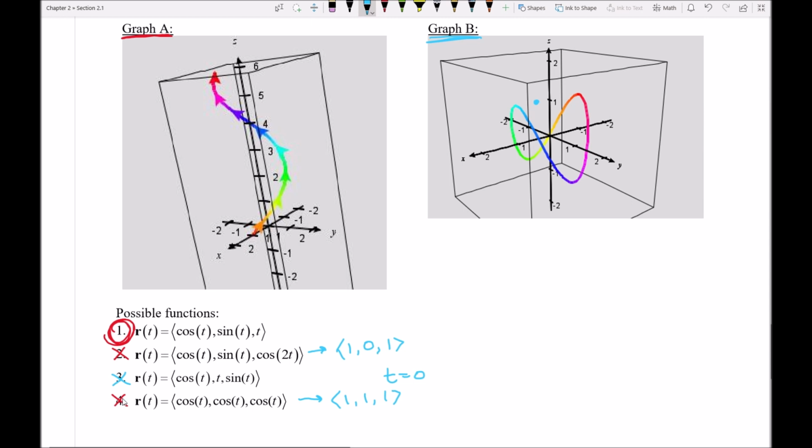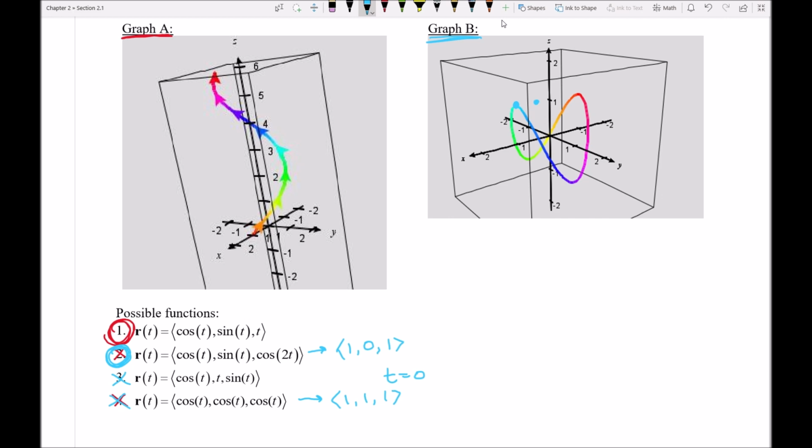Let's double check then that 1, 0, 1 would be on the curve. If I went 1 out in this direction, I didn't go anywhere in the y direction, and I went up 1 unit, that would put me about here. And notice that is a point on the graph. So I would guess that my second function actually goes with graph B. And I just kind of did that by process of elimination rather than actually sketching out the whole graph.